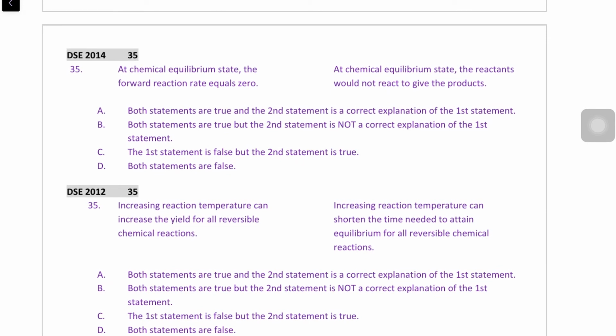Question 35. At chemical equilibrium state, the forward reaction rate equals 0. Wrong for sure. So the answer should be C or D because they never stop the reaction, right? At equilibrium state, the reactant will not react to give product. Again, this is not correct. If they do not react to give product, then where does the forward reaction rate come from? So the answer is D.